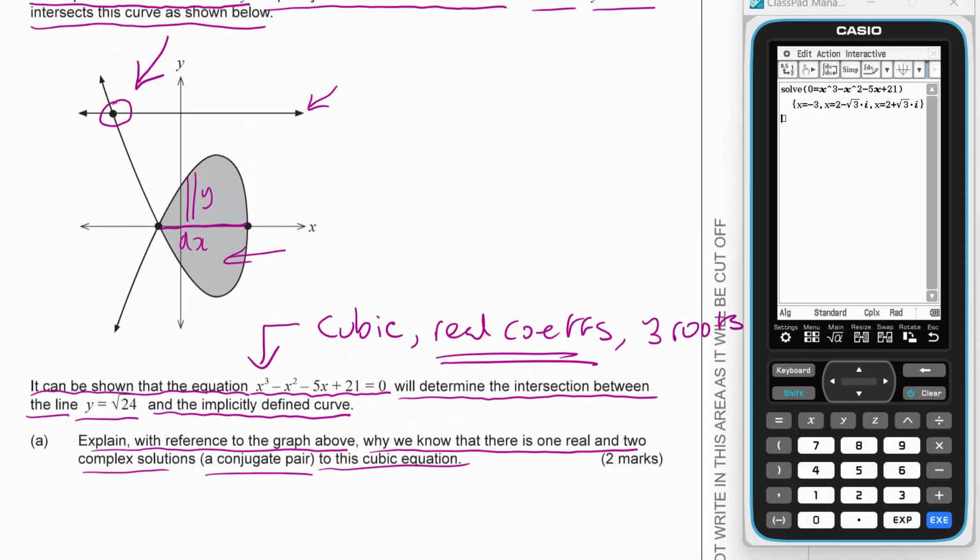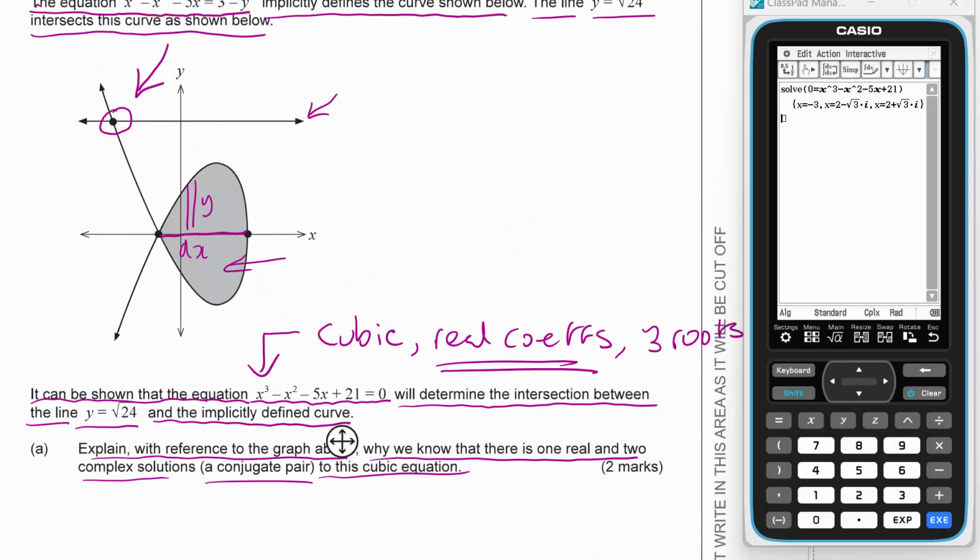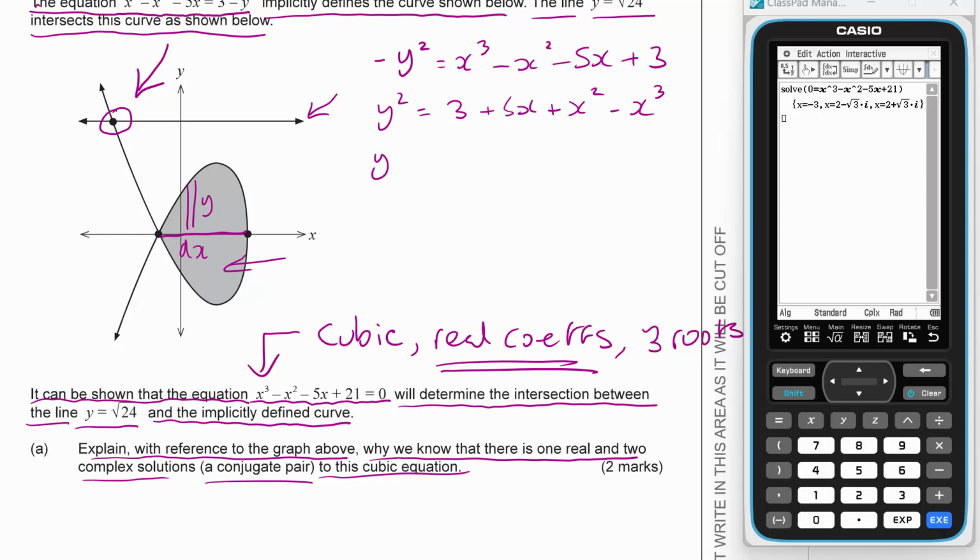Now I'm going to start by rearranging the curve slightly to -y squared is equal to x cubed minus x squared minus 5x plus 3. So y squared is 3 plus 5x plus x squared minus x cubed. And that means that y is plus or minus the square root of 3 plus 5x plus x squared minus x cubed. And the plus or minus is just above and below.